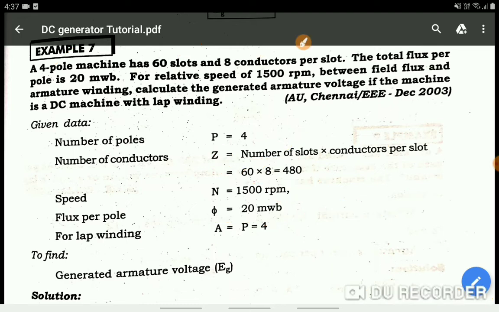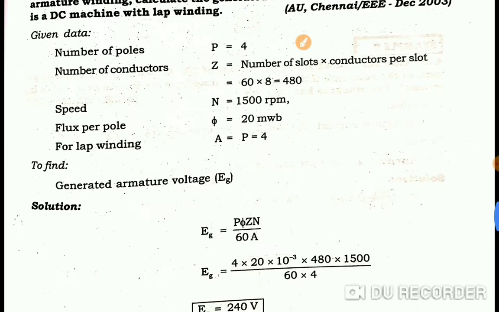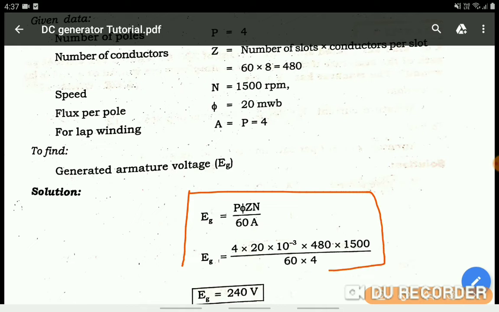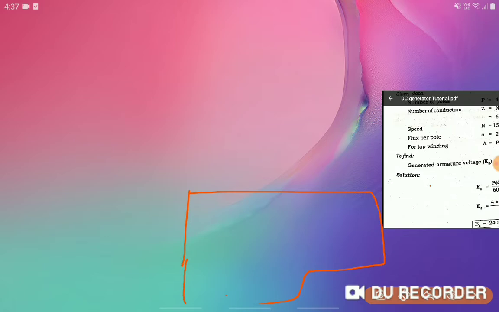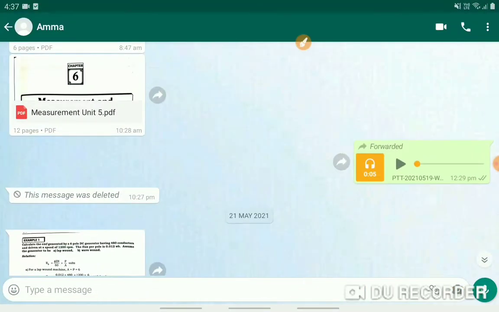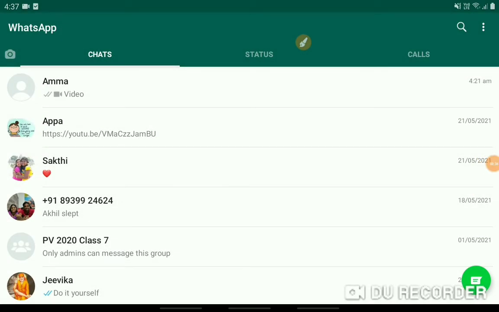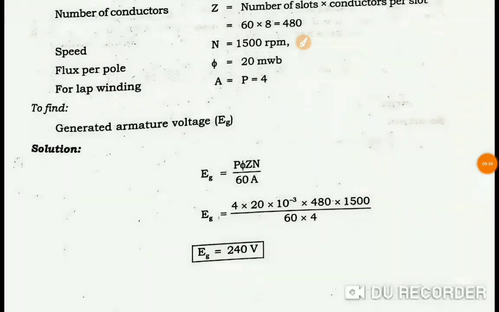So what is asked in the question? It's EG. So for EG, all the information is given. Mere substitution, and we found that EG equal to 240. Students, go through the information given and try to find out EG.